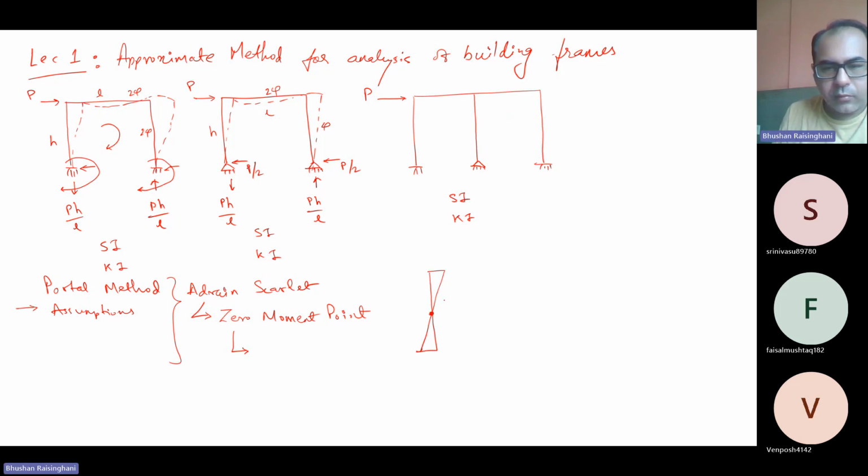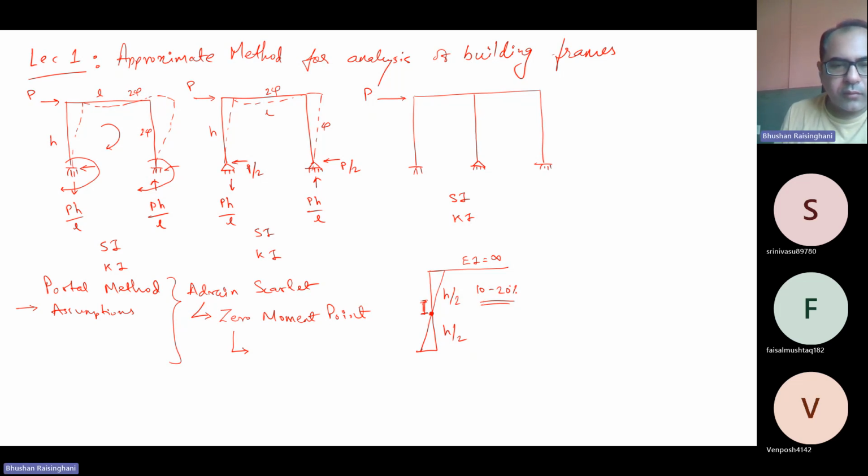In the portal method, we are assuming it is at h by 2, h by 2. That is the assumption for the case where the beam is quite rigid. If the beam is not quite rigid, there is a chance that it will vary by some margin from the center. When you see the bending moment diagram in the ETAP software versus what you will be doing, there is quite a difference. That's why you will not get accurate moments from the approximate method. So they have told us to increase the moments by 10 to 20% without any calculation.